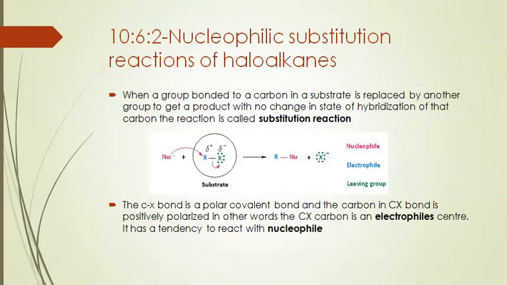Today we have to study the nucleophilic substitution reactions of halogen derivatives. In nucleophilic substitution reactions, a group bonded to carbon in a substrate is replaced by another group to get a product with no change in the state of hybridization of that carbon. The reaction is called a substitution reaction.